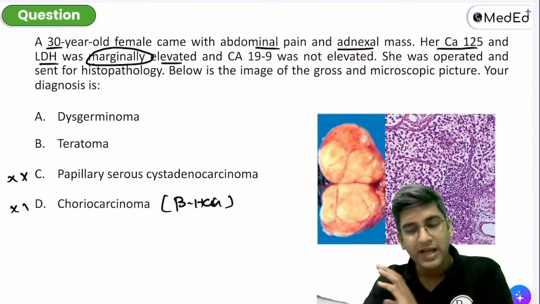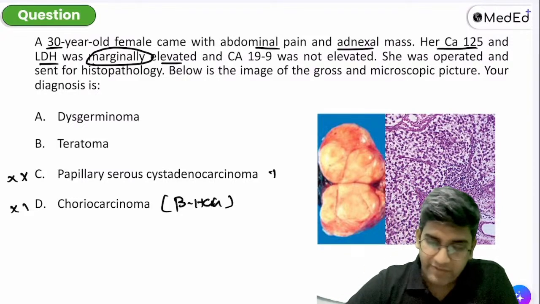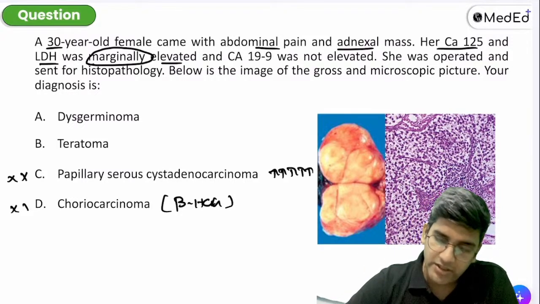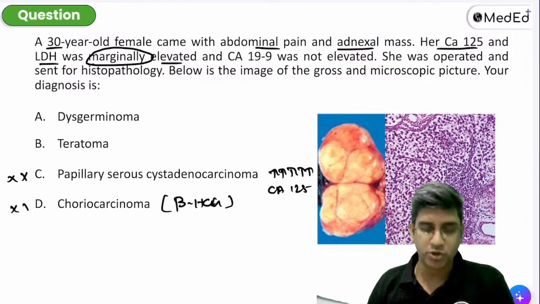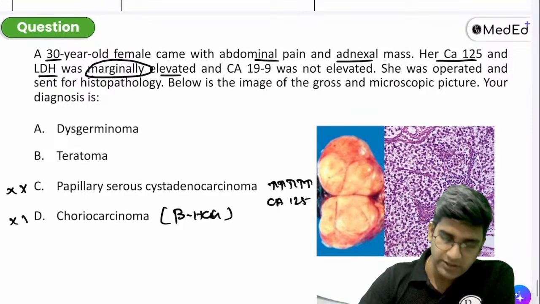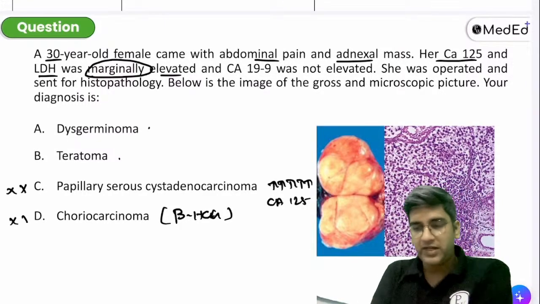I can remove CA125 because it will have an extremely high CA125, but the question says marginally elevated, so not a possibility, right? Then I have only two options here: dysgerminoma and teratoma, right?